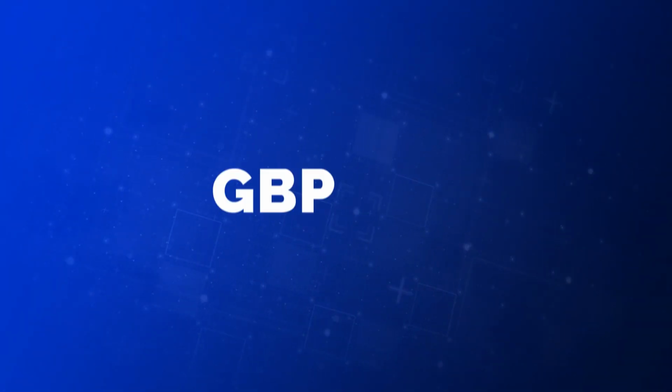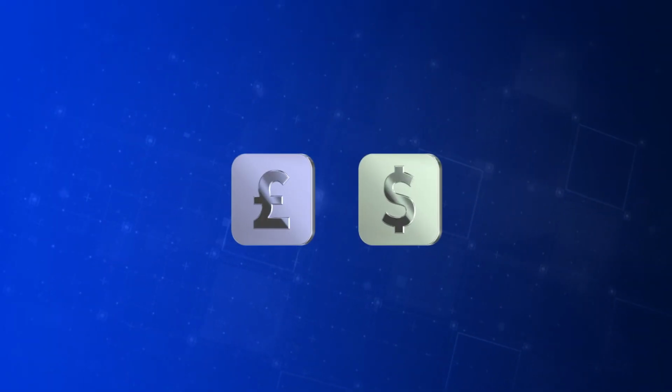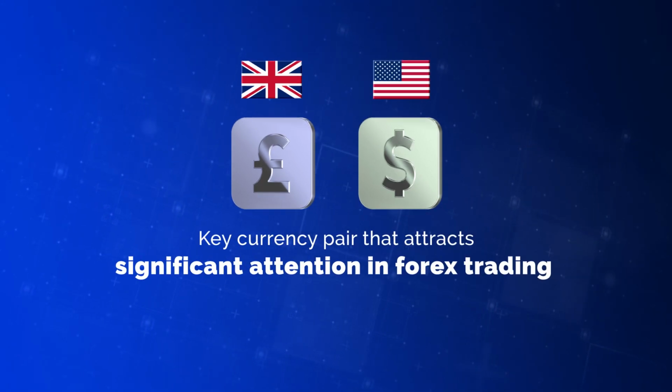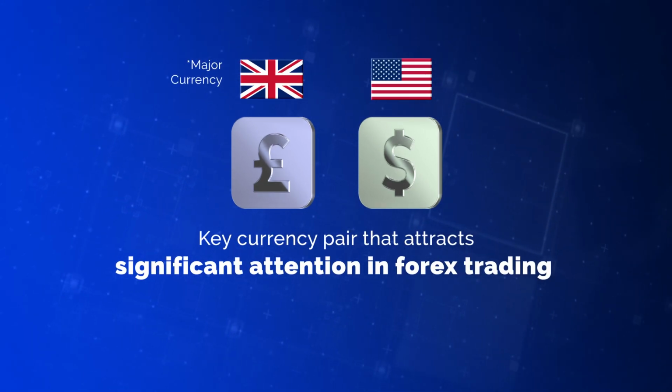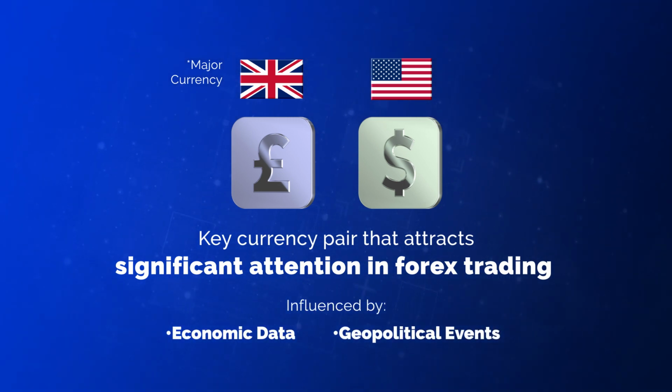Another currency pair that attracts significant attention in Forex trading is GBP-USD, also known as the cable. It involves the British pound and the US dollar. The pound's status as a major currency and its correlation with the US economy makes this pair highly volatile and subject to fluctuations based on economic data and geopolitical events from both countries.